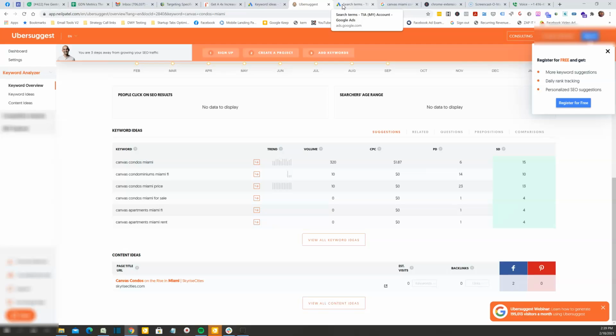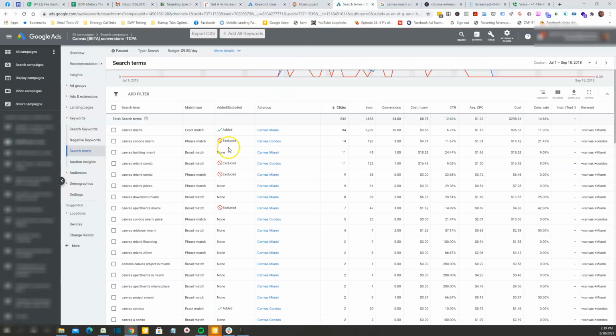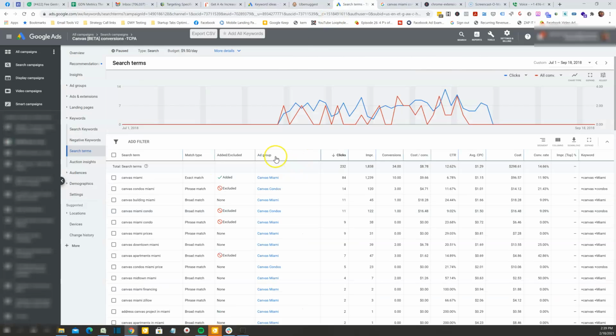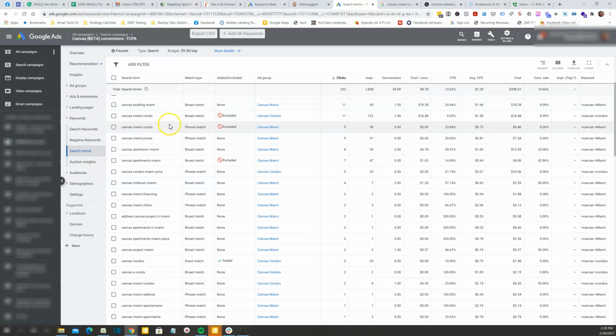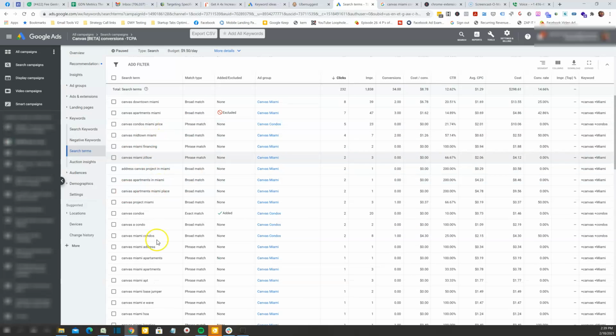So here is actual data from a Canvas Condos campaign we ran. Now, when you look at this, if you remember, I mentioned in the training, Google will tell you what people are looking for. This is a prime example of Google telling us in this campaign we set up for Canvas what people are looking for. Now we ran this campaign for a couple months, didn't spend too much on it, but we got very good results. So all of these keywords here are what people are actually looking for.